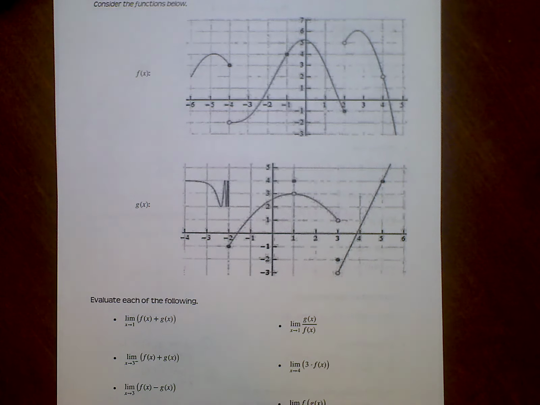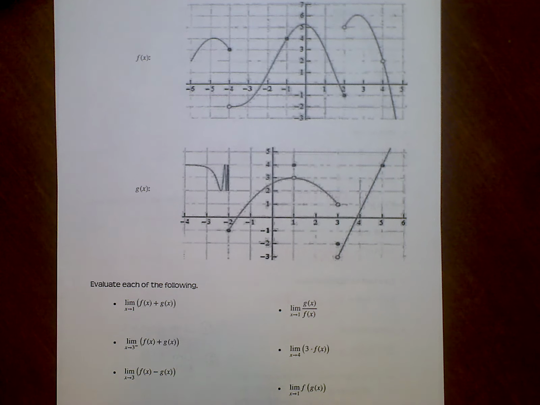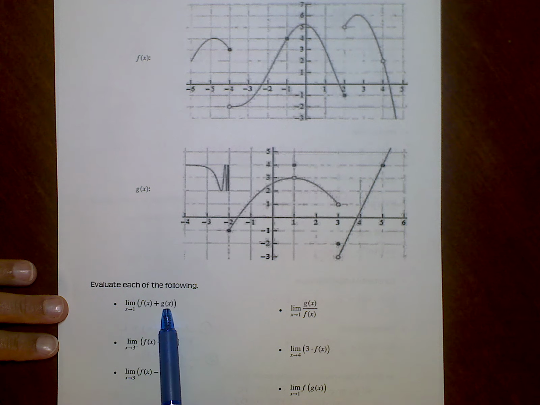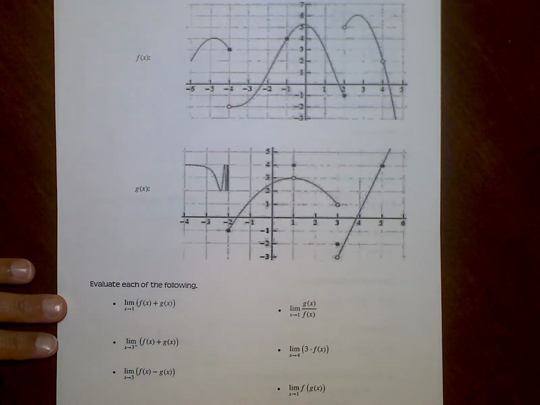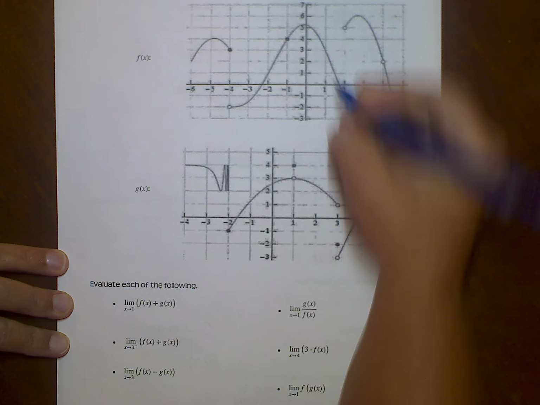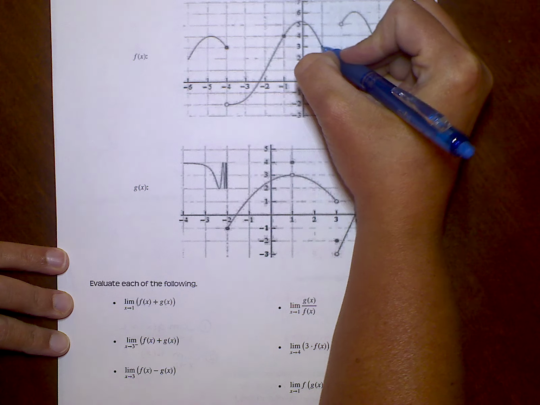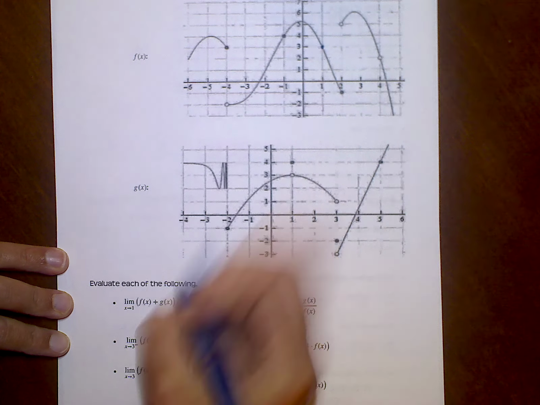So we've got two piecewise functions, f and g here. And you'll notice, like for example, the first one, I'm looking for the limit as x approaches 1 of f of x and g of x. So what I'm going to do is find the limit as x approaches 1 of f of x, and then the same limit of g of x. So let's see, at 1, here's f of x. f of x is nice and continuous, so the answer to that is just 3.